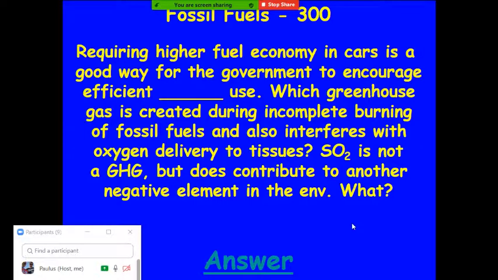Sulfur dioxide is not a greenhouse gas, but it does contribute to another negative element in the environment. What negative element in the environment am I talking about? All right, you guys, I'll give you a couple minutes for this one.